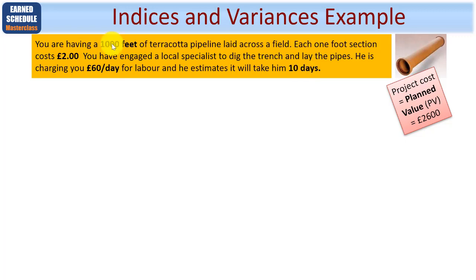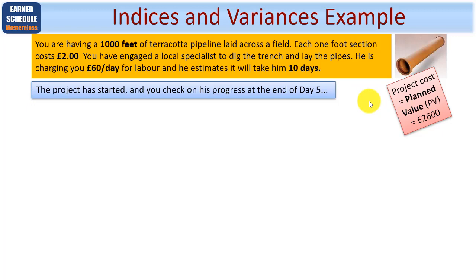Well, it's 1,000 feet at £2 a foot, giving you £2,000, plus the labour 10 days at £60 a day, giving you £600. So the total value is £2,600. That's just the start. Now let's plug in the formula and do the calculations for earned value.